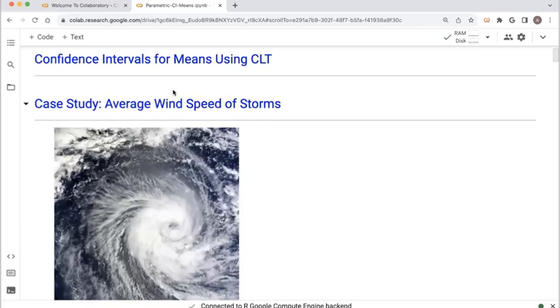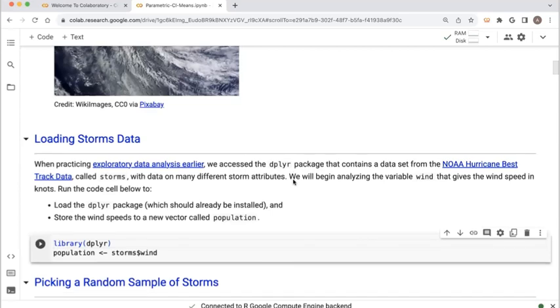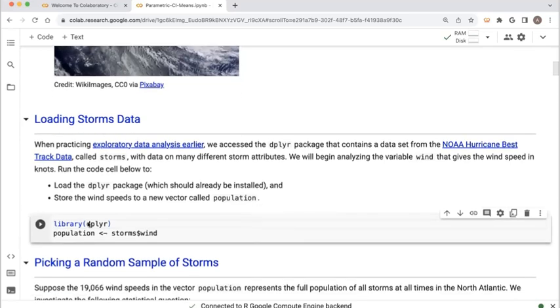All right, hi everybody. In this video, we'll discuss a theoretical method for constructing confidence intervals to estimate a population mean using the central limit theorem. And so to motivate our example, we'll use the storms data set, which is in the dplyr package.